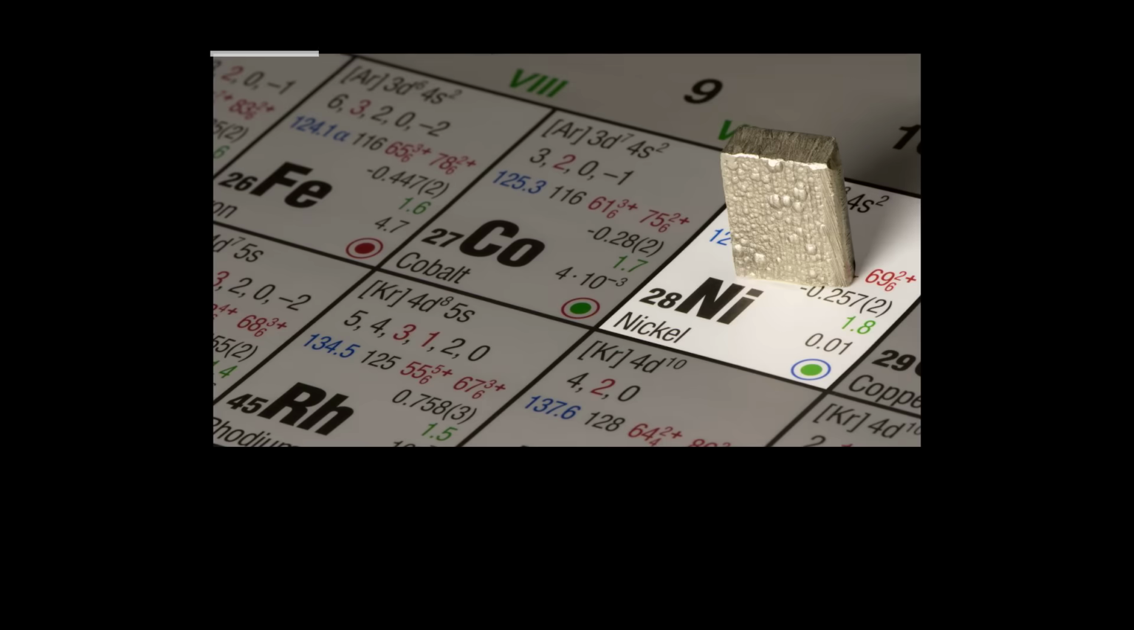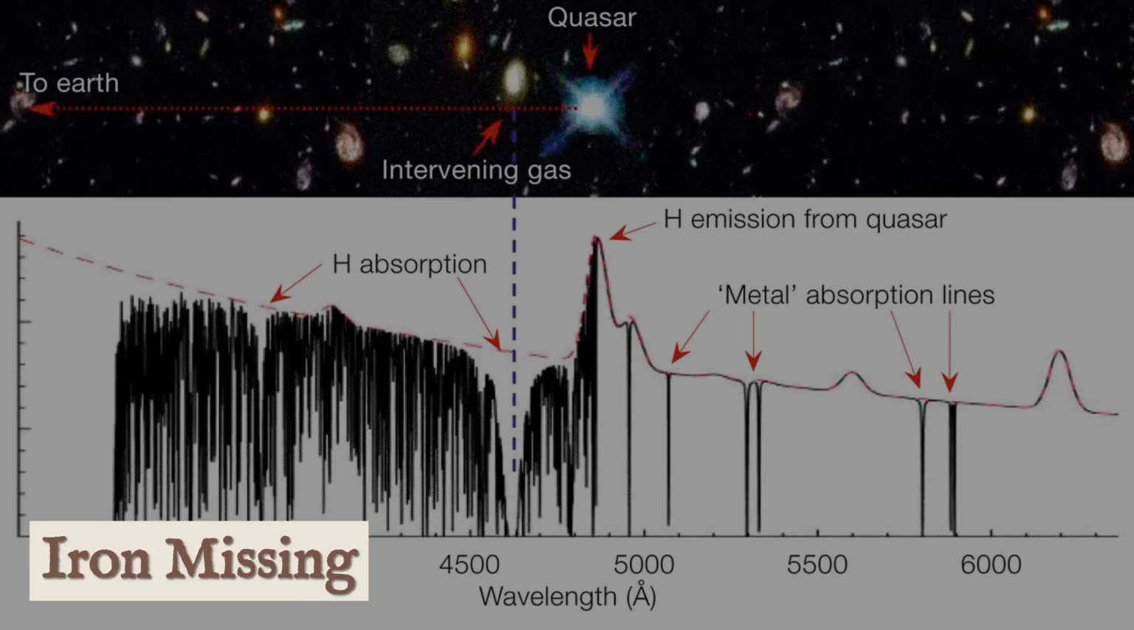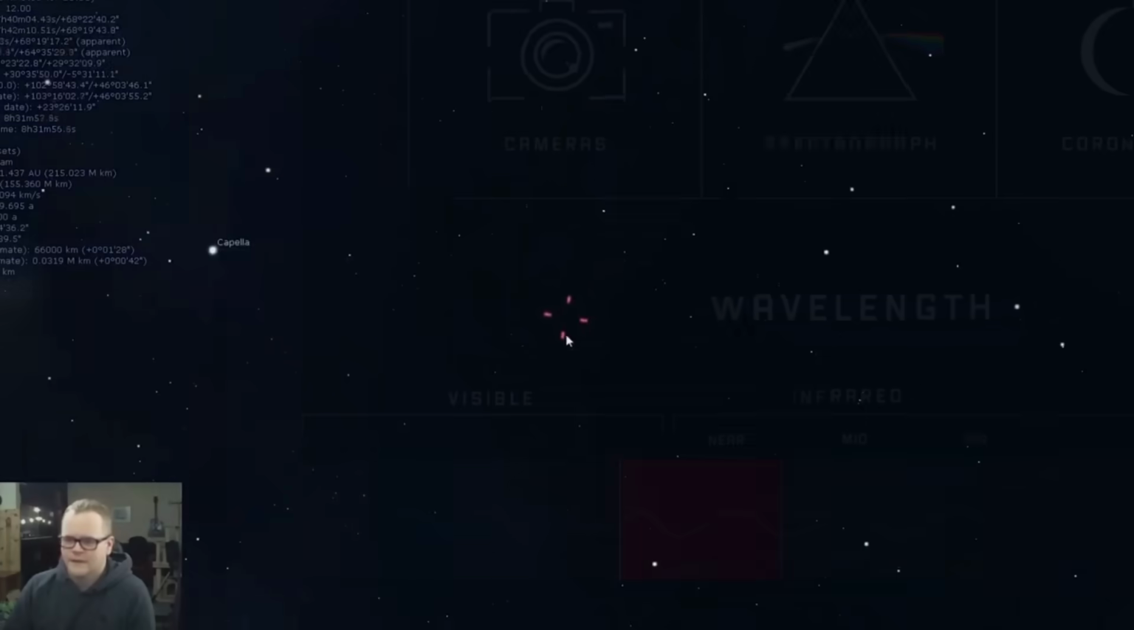For context, nickel usually rides shotgun with iron in cosmic dust. Here, iron was almost absent, its signature lines missing from every frame. That's not just rare. In the catalog of known comets, it's essentially unique.